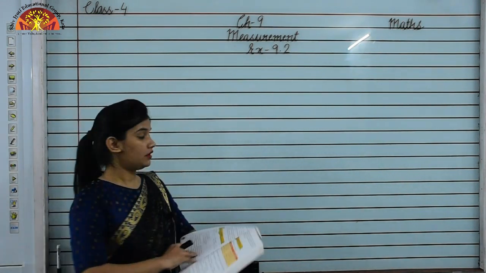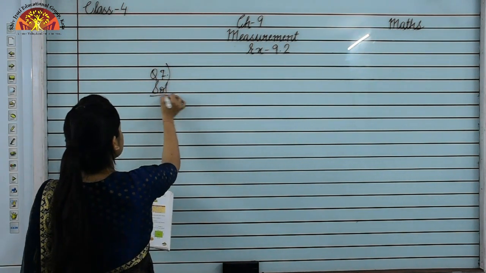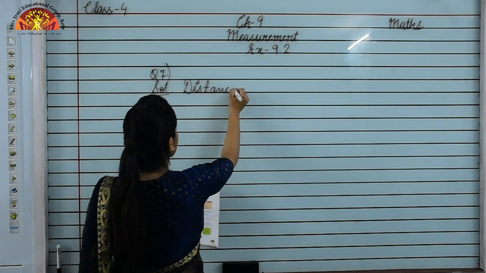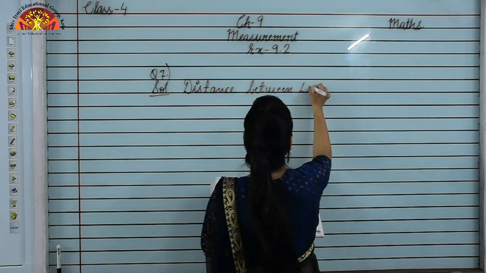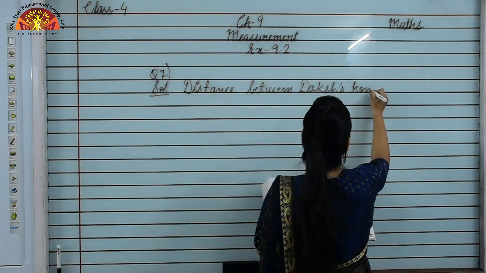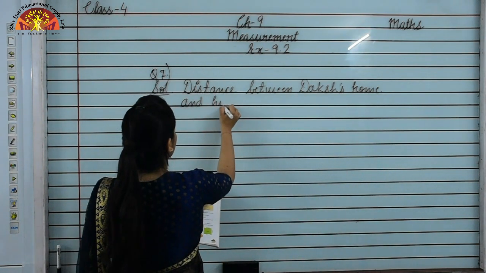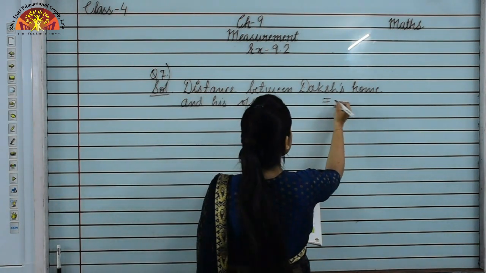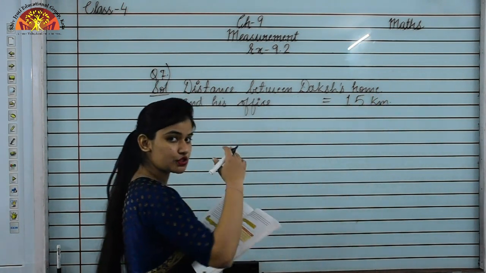So now question 7 is distance between Daksh home and his office. Now the distance is 15 kilometer. This is the total distance he has to cover.